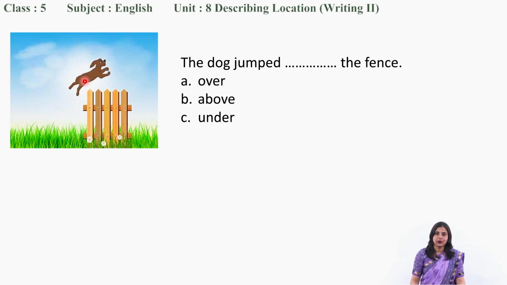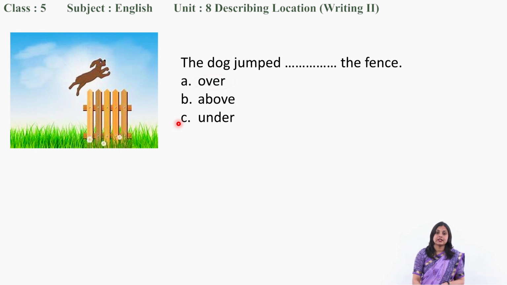See the dog. What an adventurous dog, isn't it? Is it yours? No? Okay, so tell me, here you see the dog is jumping. Okay, this is called a fence. So the dog jumped, dash the fence. What should be there? Is it over the fence, above the fence, or under the fence? Above? No, that's not the right answer. Jumped, what should be there?